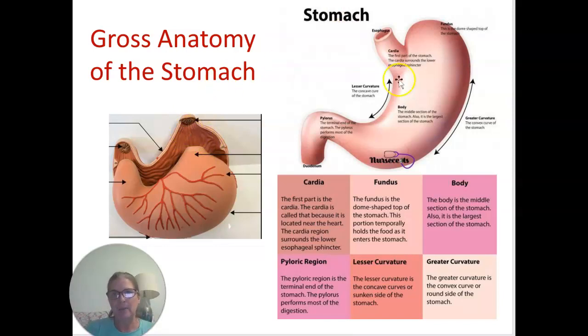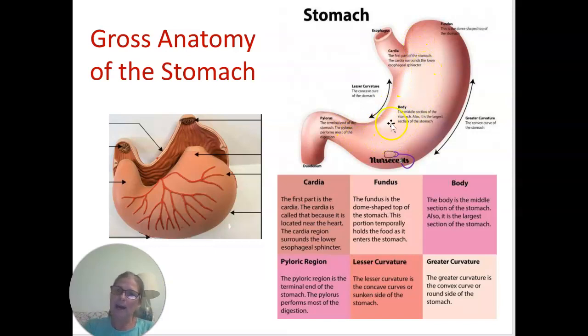Now, when we look at the stomach, you notice here's the esophagus. So I'll show you on the picture first. We have the area of the stomach next to the esophagus called the cardiac region, or simply cardia. Either one is fine. The superior portion of the stomach is going to be called the fundus. And then we have the main part of the stomach, which is going to be called the body.